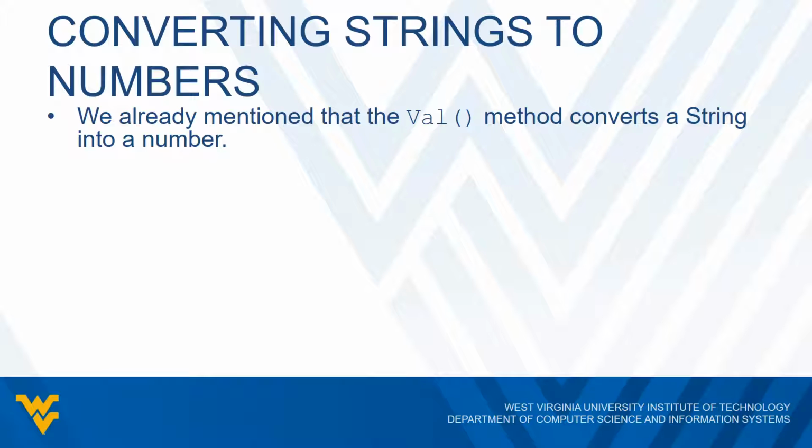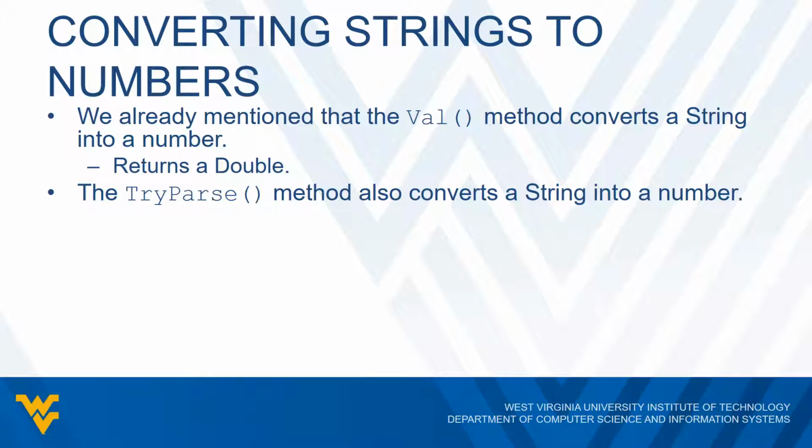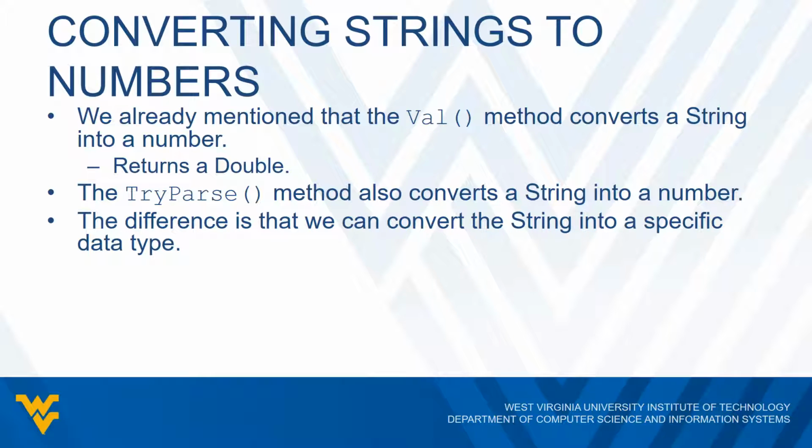Now, to be more specific, it actually returns a double. It doesn't return an integer, it actually returns a double, even though in a lot of our examples we showed that it returns an integer, but it actually gives us a double. There is a second method that we can use, which is called the try-parse method. It also allows us to convert a string into a number. The big difference between the try-parse method and the val method is we can choose what data type we convert the string into. We're not limited to just integers.